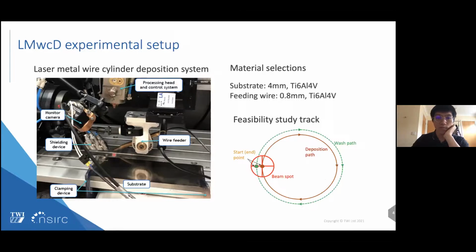At the beginning, a feasibility test was conducted to build up a cylinder deposition layer by layer. For each layer, here is a track sketch to demonstrate that the beam and wire feeding will start from this point to the whole circle deposition path. At this end point, retract the wire. But then we add another laser scanning path called wash path to make it flatter.